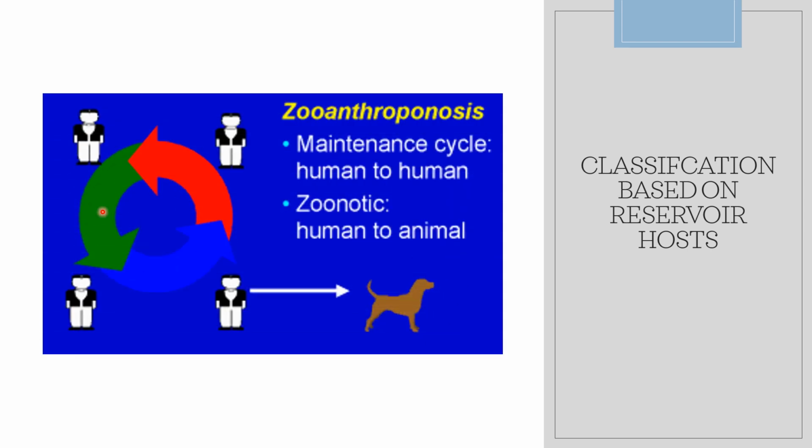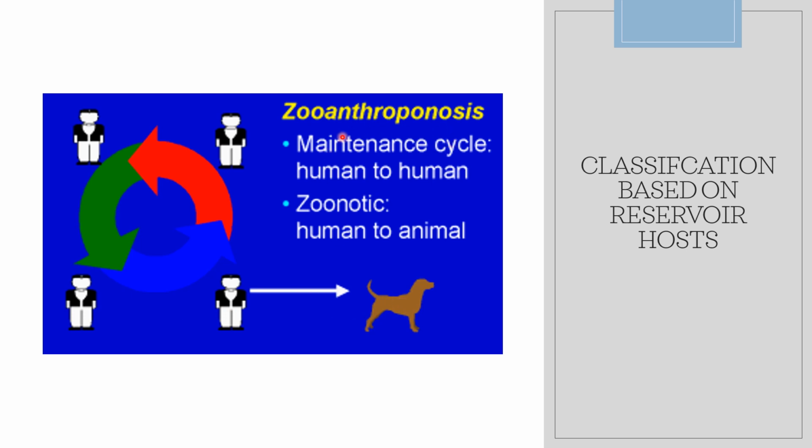Another classification based on reservoir host is the zooanthroponosis. Zooanthroponoses are zoonotic diseases which normally pass from humans to other vertebrate animals. The other name for this is reverse zoonotic disease transmission, because normally, when we say zoonosis, that is a disease coming from animals to humans. But in this case, it is the reverse, from humans to animals.